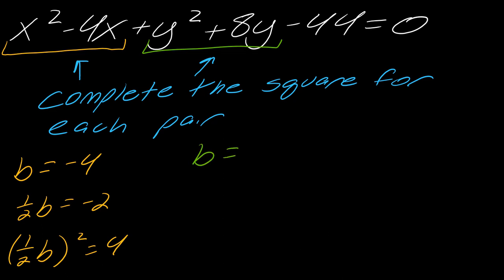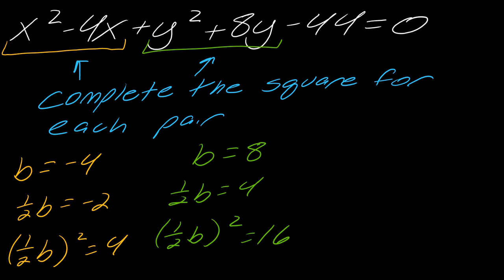So now, on the y's, what's in that b position, so what's attached to the non-squared variable, is 8. So this will be 8. What is half of 8? Half of 8 is 4. And then what is 4 squared? It's 16. Okay, so now what we're going to do is take each of these. So let's see, I'm going to just note that my half b squared here was 4 and my half b squared here was 16, and I'm going to clear some space.